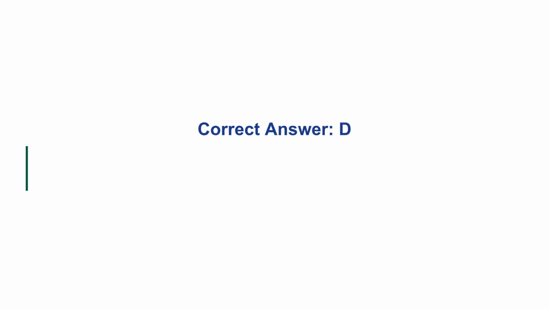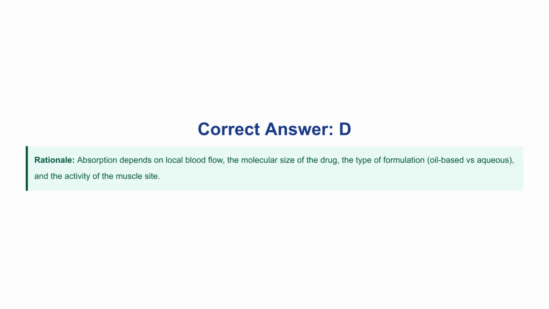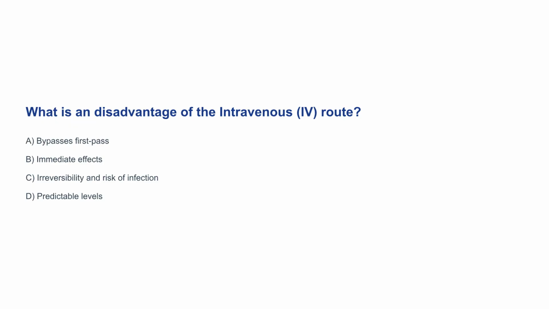Which factor influences the absorption speed of an IM injection? The correct answer is D, all of the above. Absorption speed depends on the muscle's vascularity, the viscosity of the solution, and the level of muscle activity at the injection site.